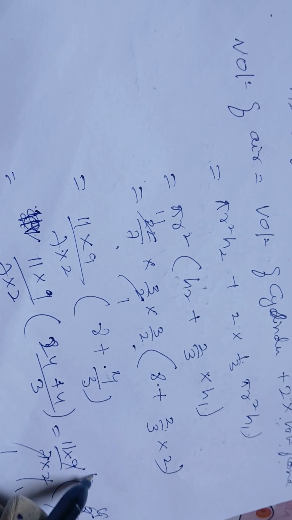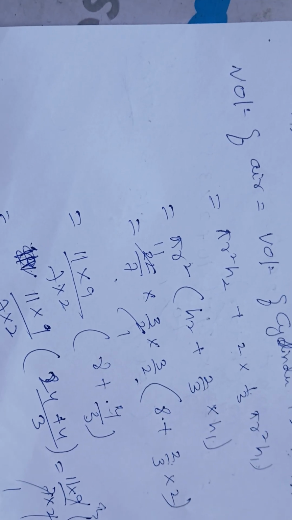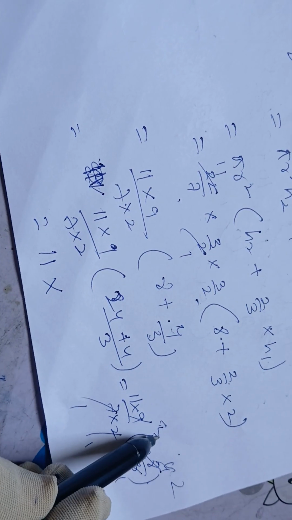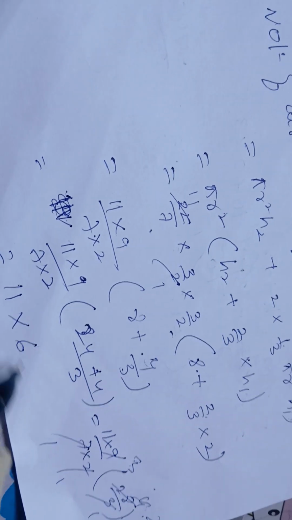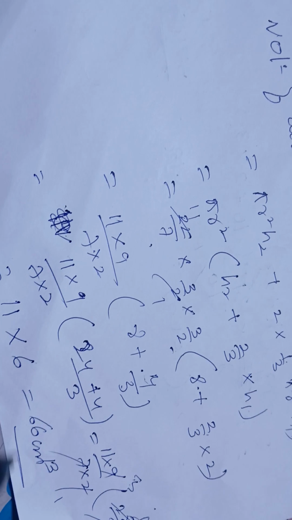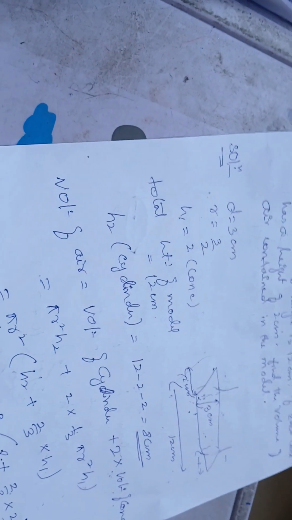So what is remaining over here? 11 into only 11, 3 2s are 6, so 11 into 6 will be 66 centimeter cube. That is your answer. So the volume of the air inside this model is 66 centimeter cube. Is it clear?